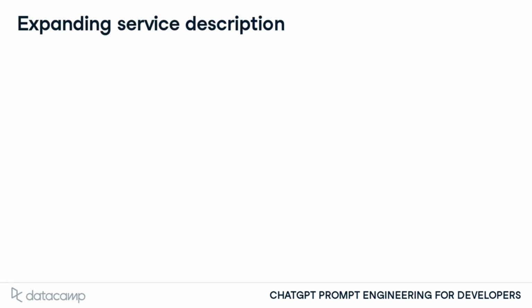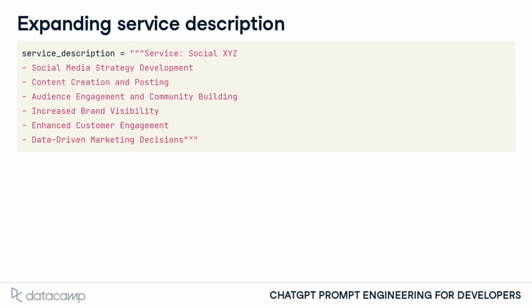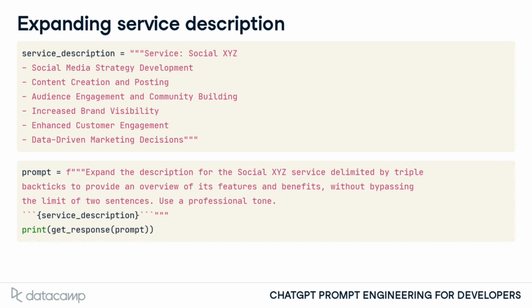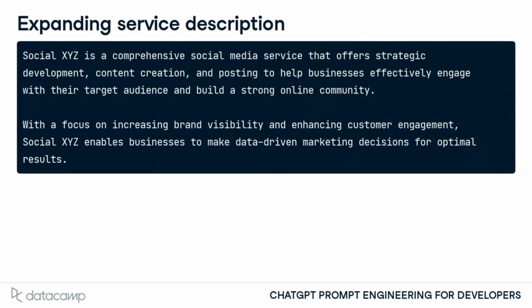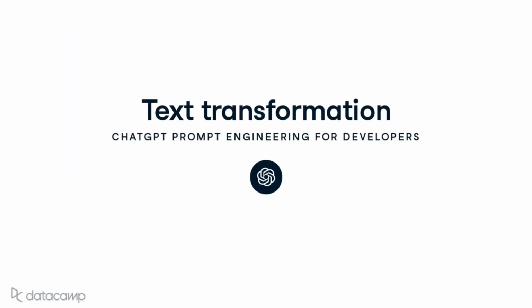Let's illustrate text expansion with an example. We have bullet points describing a company's social media services, such as content creation and community building. To create a coherent description of their services, we use a delimited prompt to ask the model to expand the bullet points into a professional 2-sentence overview of its features and benefits. The model expands the service description to 2 sentences using a professional tone.